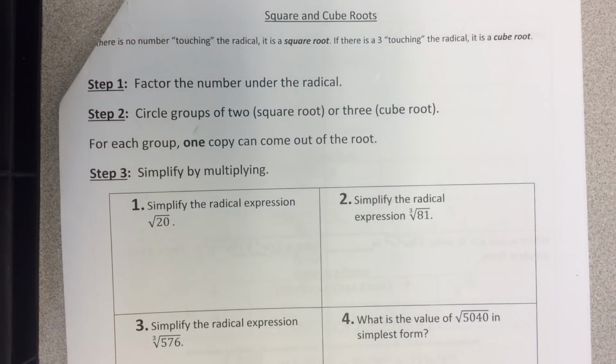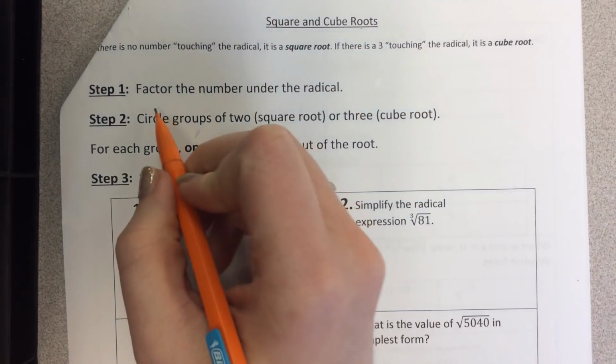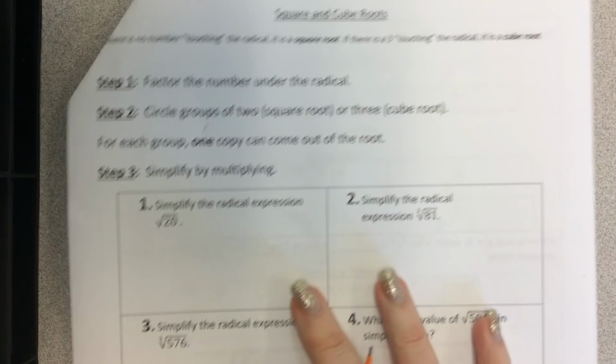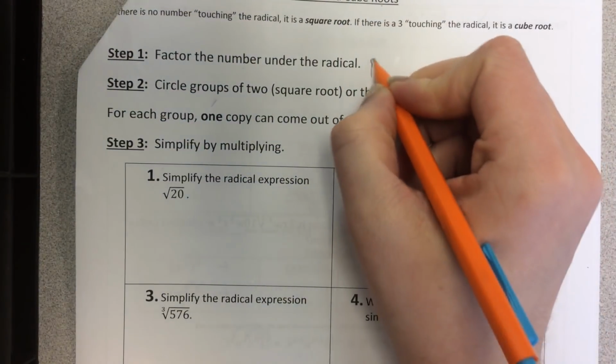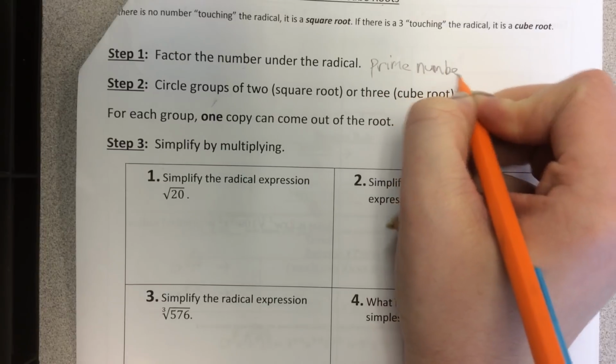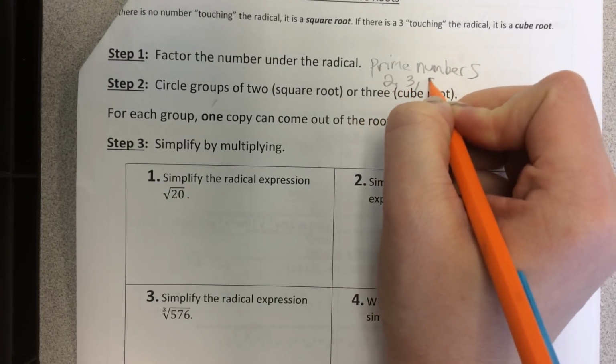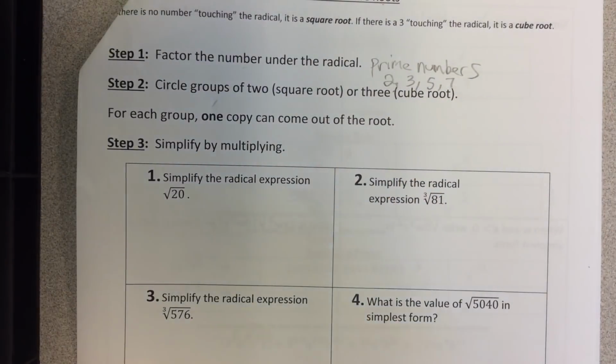So today we're going to move on to radicals or roots. So we need to first factor the number under the radical, and we're looking for prime numbers. So for example, 2, 3, 5, and 7.